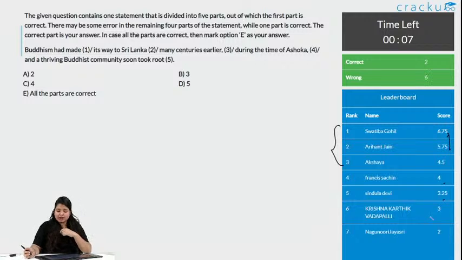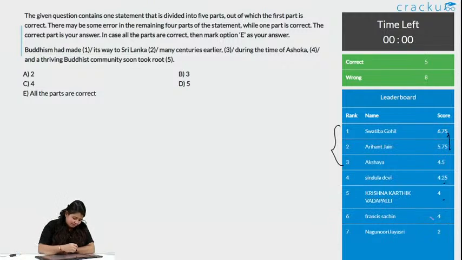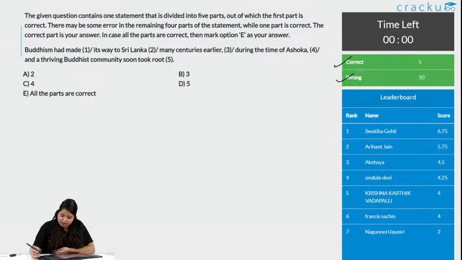Okay, 2 people got this correct and 6 wrong. This is the 9th question. Okay. There are 5 people with the correct answer and 10 wrong answers. Swatiba got this correct, I guess. She is leading with 6.75 score.